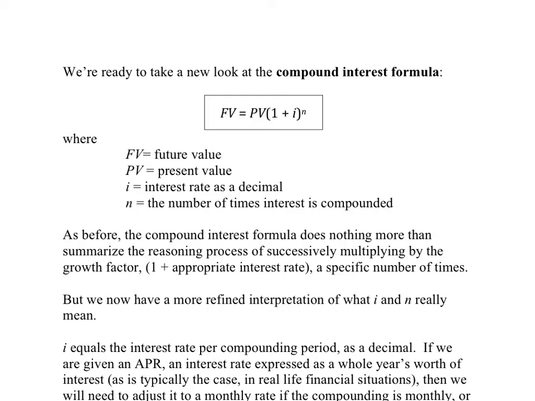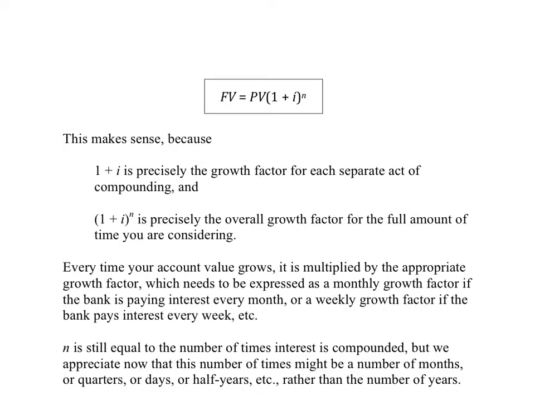What's new here is our more refined understanding of what I can really stand for and what n can really stand for. So I is the interest rate per compounding period as a decimal. Right? You're given an APR, so that tells you 1 whole year's worth of interest, but we may need to adjust that to a monthly interest rate as a decimal, a weekly interest rate as a decimal. However frequently we're doing the compounding, whether it's yearly, monthly, weekly, daily, hourly, 1 plus I stands for the growth factor for each individual act of compounding.